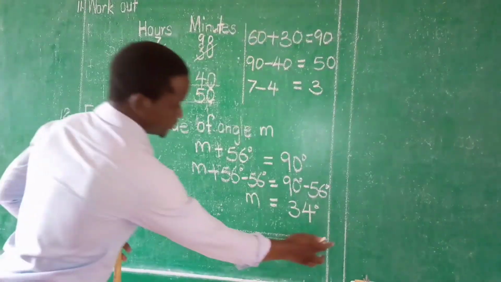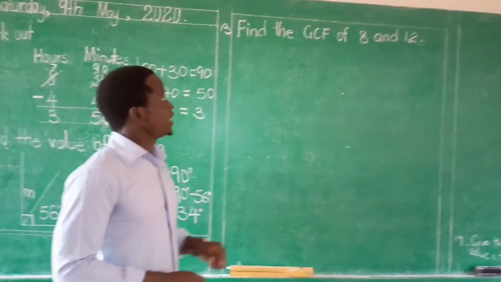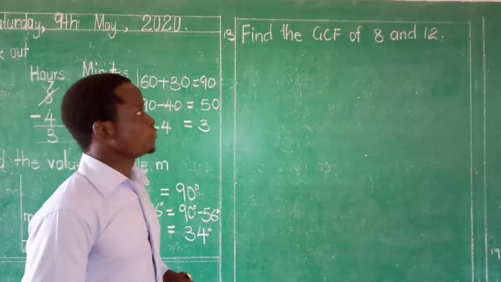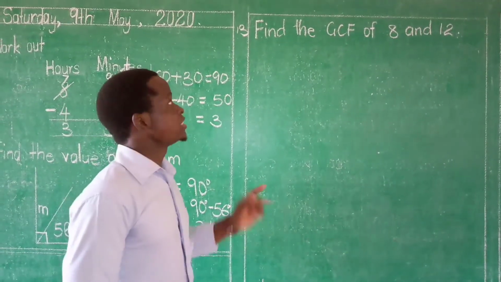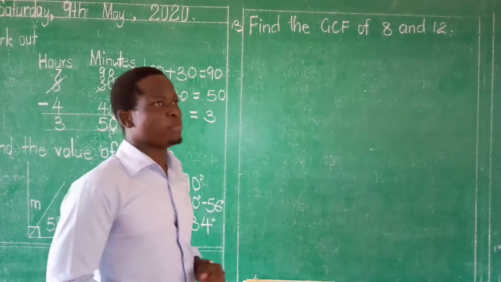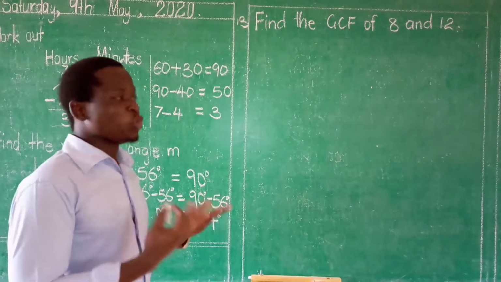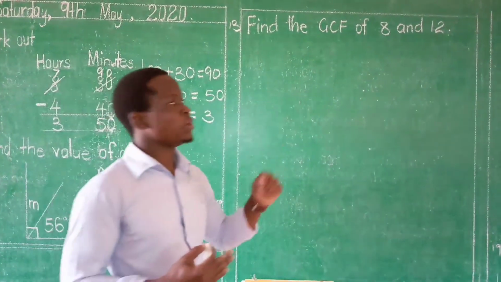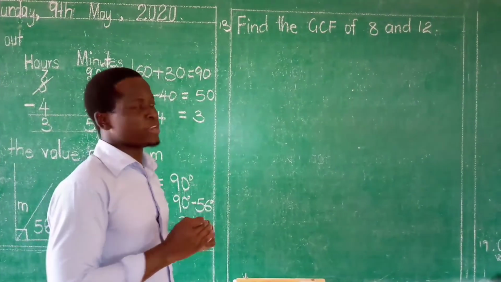Good. Find the GCF of 8 and 12. GCF, you have to remember that it stands for greatest common factor. In other words, the largest or biggest common factor of those 2 numbers. I'm going to work this out using 2 different methods.